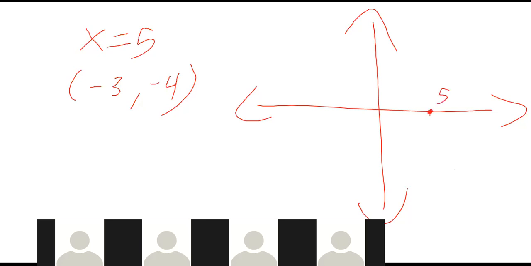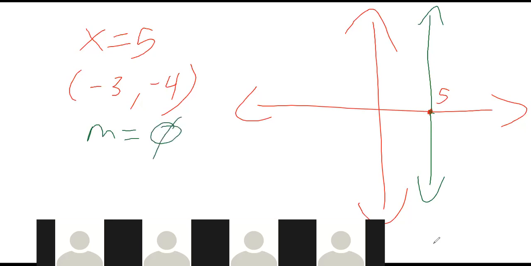So we'll go to where x is equal to 5, and it'd be going up and down like that. And again, let me do that in a different color. Like that. Okay. So remember, our slope is undefined. So all we can really do is say, okay, if I wanted to go through point -3 and -4, it has to go through that point.